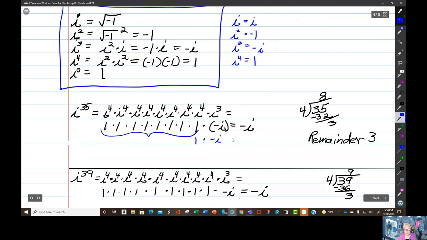1 times negative i is negative i. So i to the 35th power is really, wait for it, negative i. All powers of i can be broken down into one of these: either i or negative 1 or negative i or positive 1.